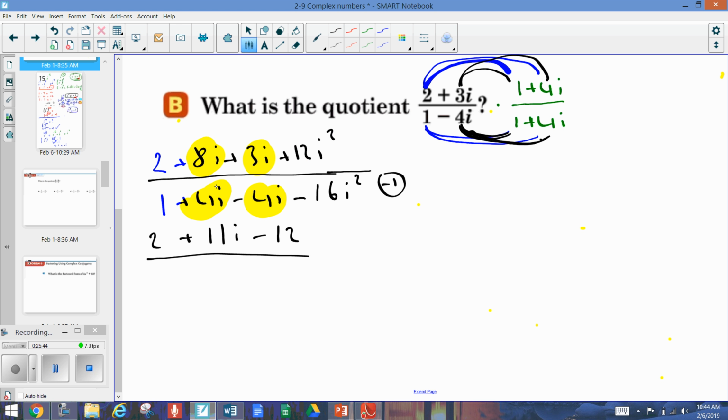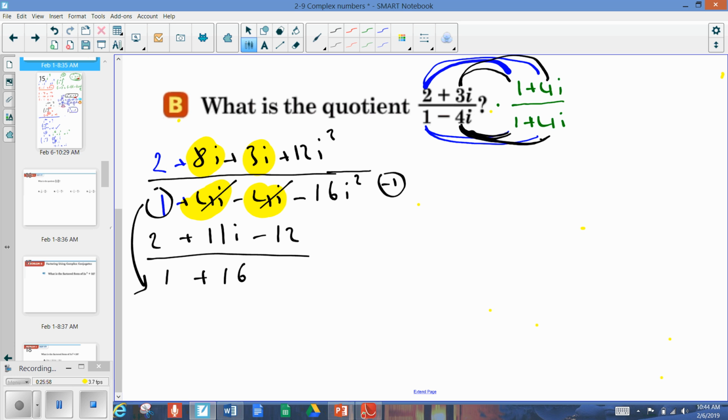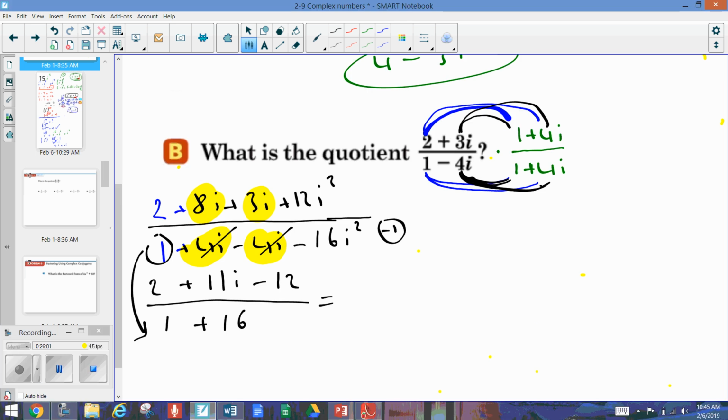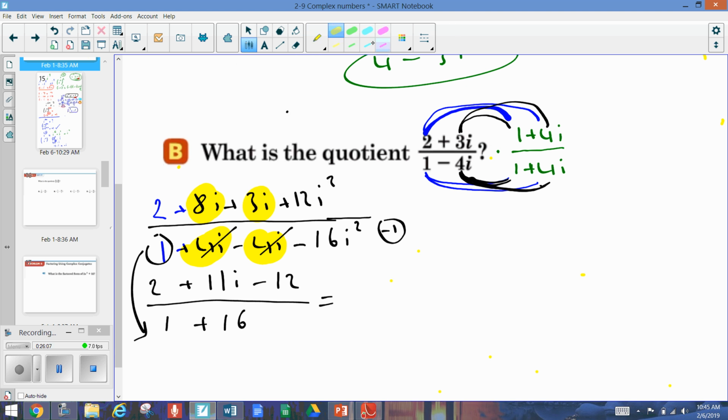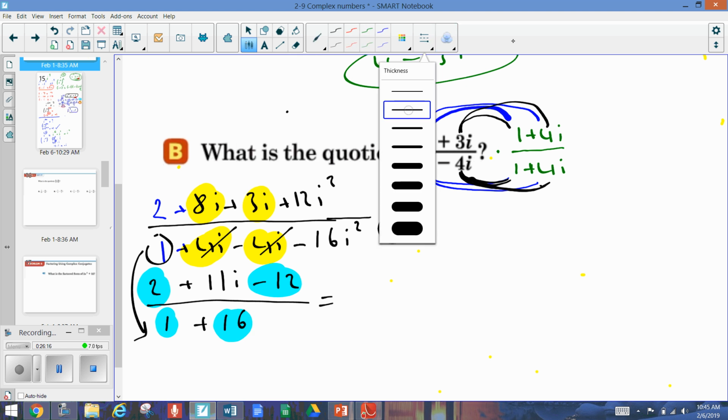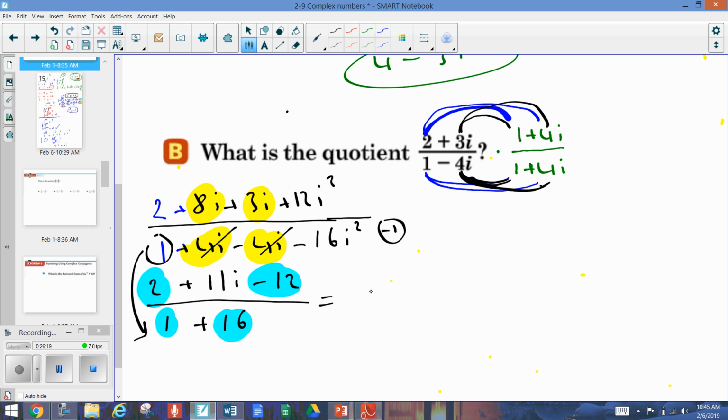So now plus minus cancels out. 1 is here, correct? And then negative 16i squared. Negative 16 times negative 1 is equal to positive 16. So after that, add like terms again. You're going to add like terms to negative 12. These are like terms, so we're adding those. And the number goes first. So negative 12 plus 2, negative 10, plus 7i over 17.